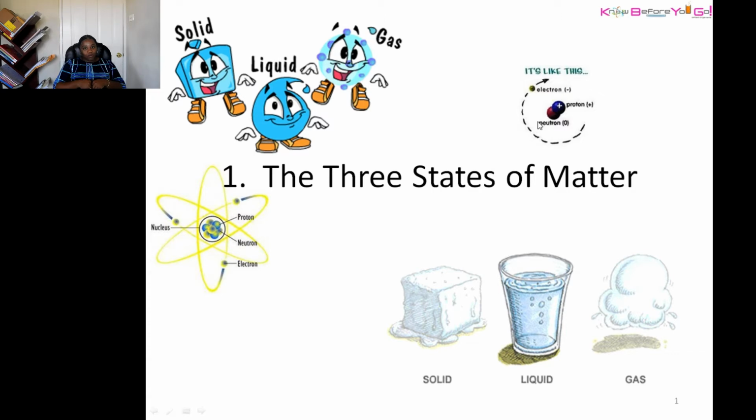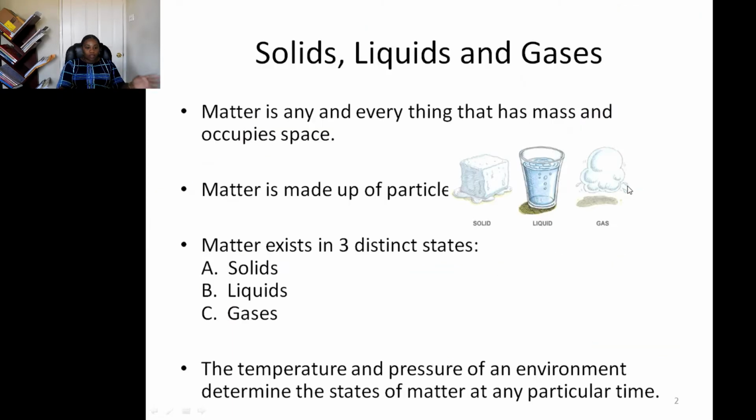Easier. And now we're moving right along with the 3 states of matter. Matter is any and everything that has mass and occupies space. Matter is made up of particles. Matter exists in 3 distinct states: solids, liquids, and gases, as you can see in the picture right there. The temperature and pressure of an environment determines the states of matter at any particular time.